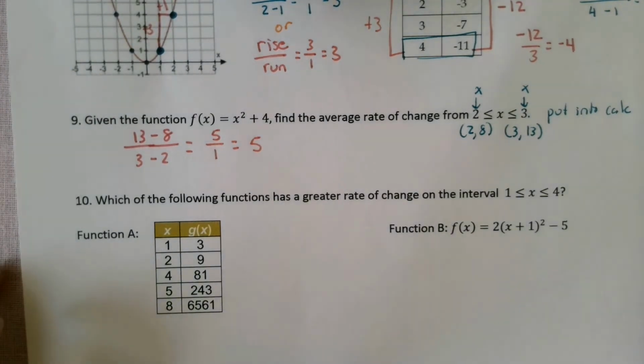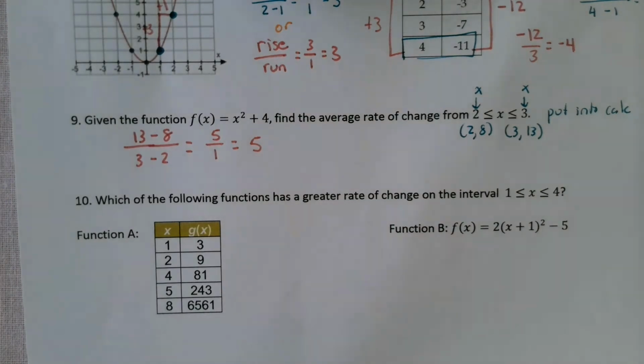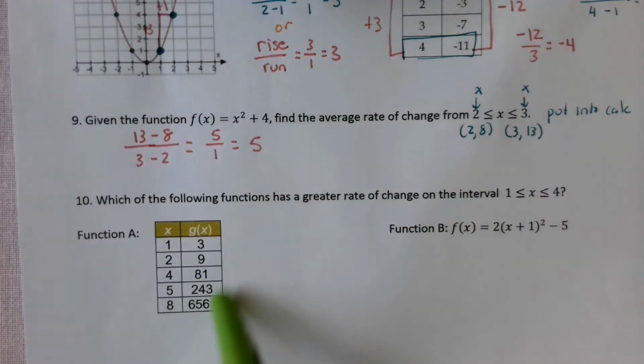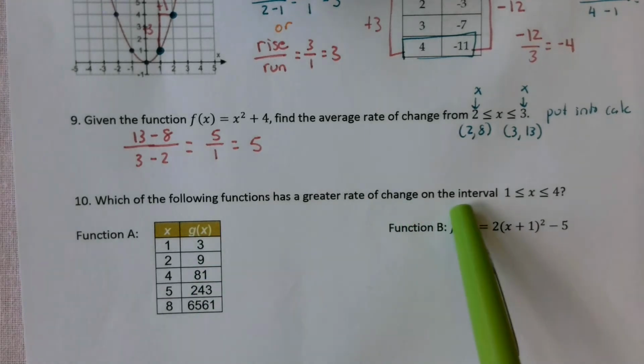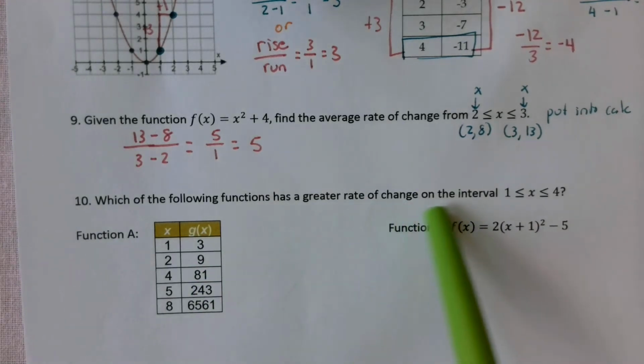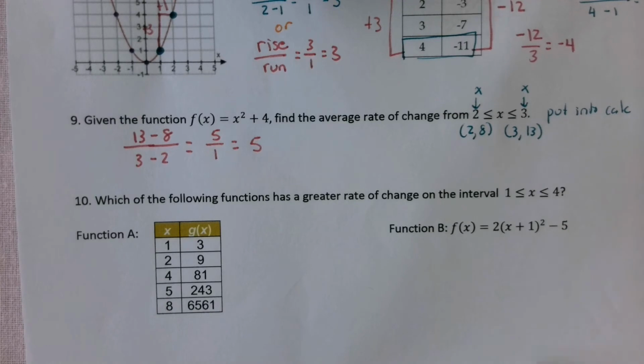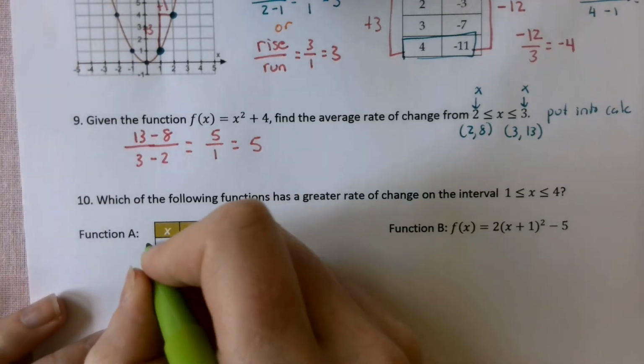All right. For the next one, we are going to be comparing this table to this function. And we need to find which one has the greater rate of change over our interval 1 to 4. So, first, what type of function is this? This is going to be exponential. But don't worry, that doesn't actually matter, okay? So we're going from 1 to 4.